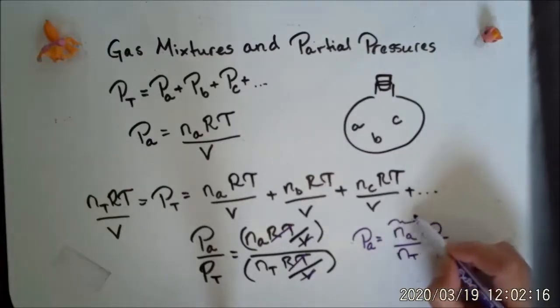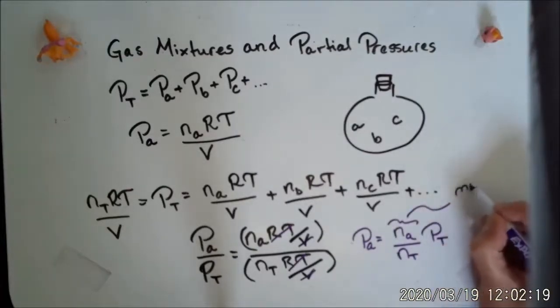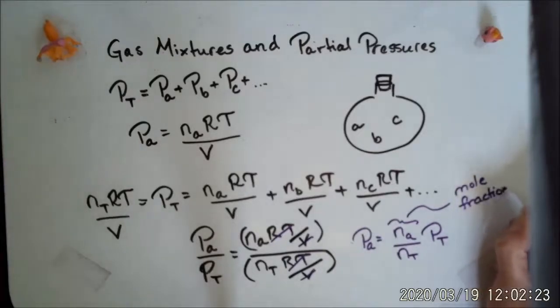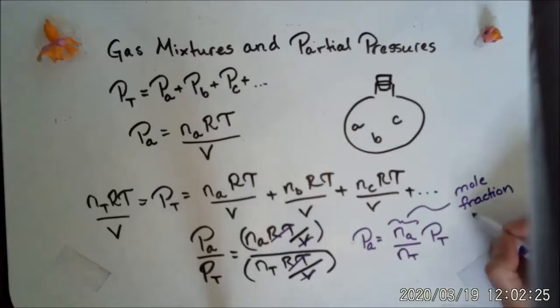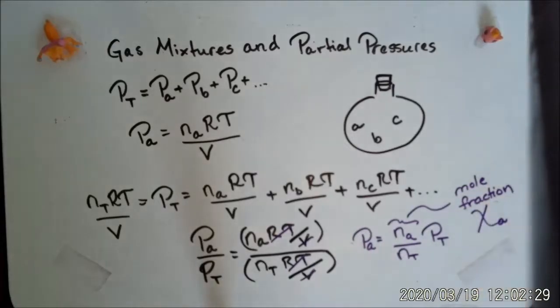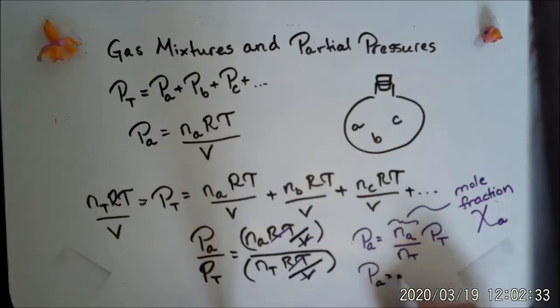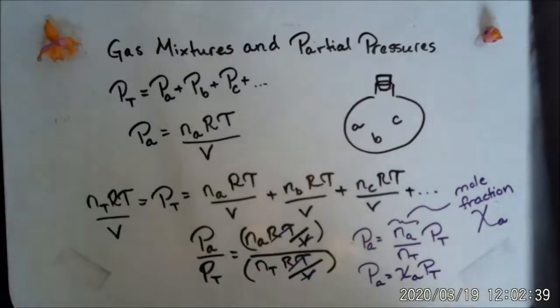This is called mole fraction, and we use a capital chi to represent mole fraction. So PA is equal to the mole fraction of A times PT. All right, so let's do an example.